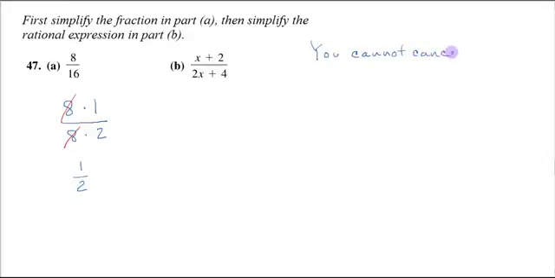terms. Now terms are things that are added and subtracted from each other. Since these things are being added and subtracted from each other, we cannot cancel them. You can only cancel factors.